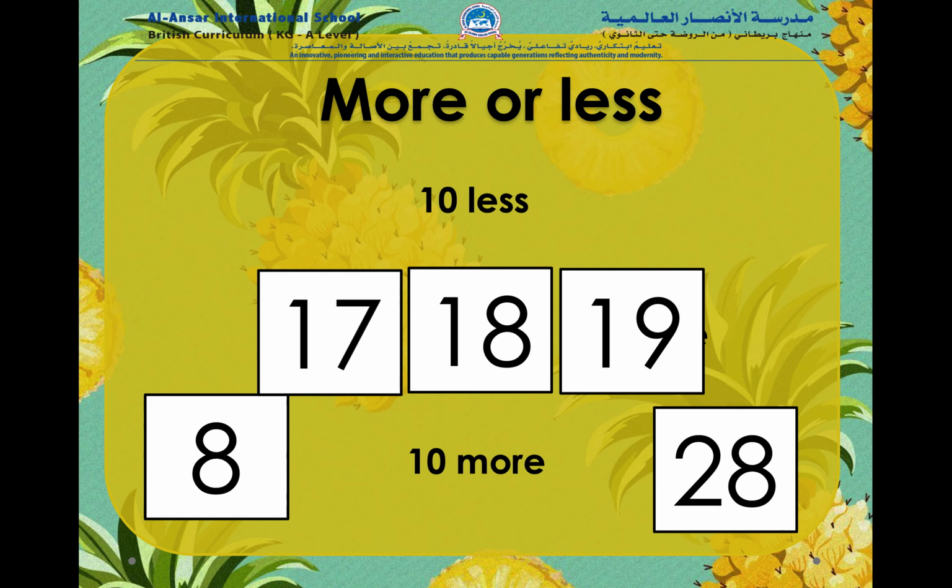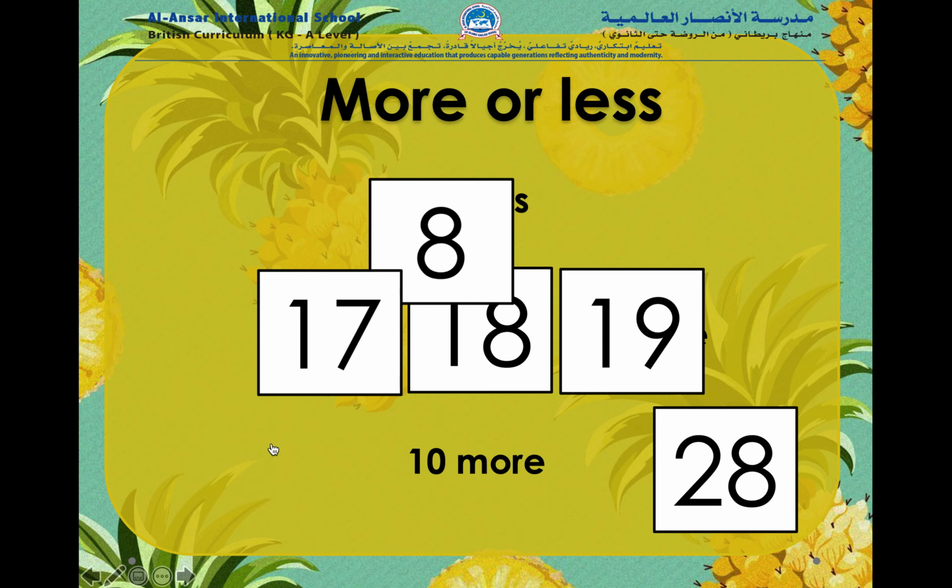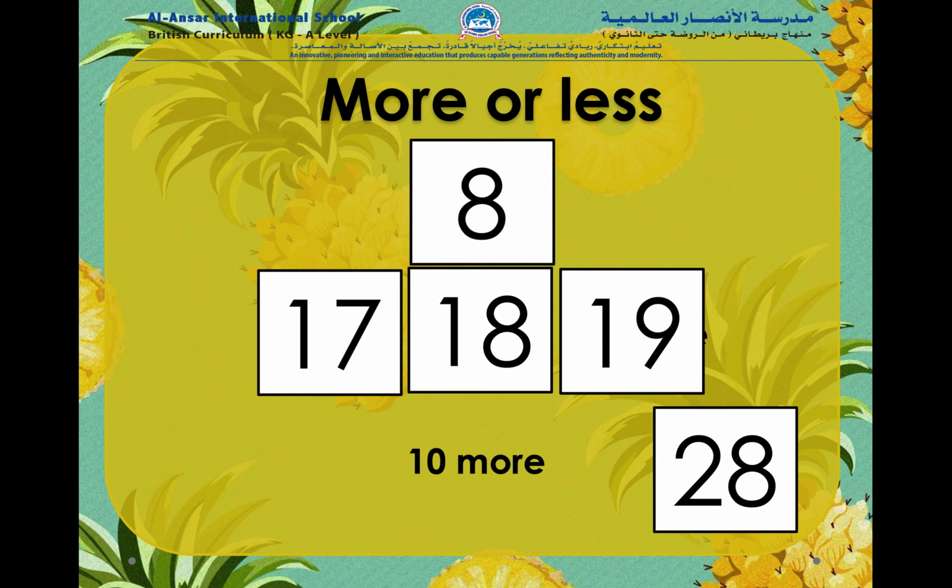So we're going to go 17, 16, 15, 14, 13, 12, 11, 10, 9, 8. Remember, you can use your fingers to help you find the answer. So 8 is 10 less than the number 18.